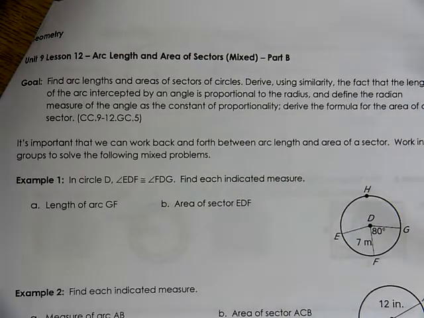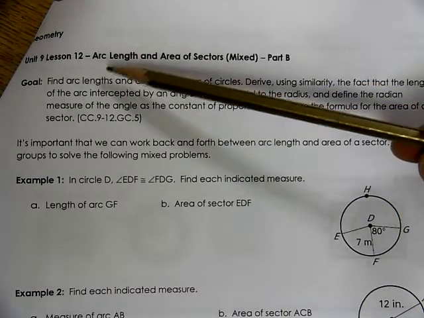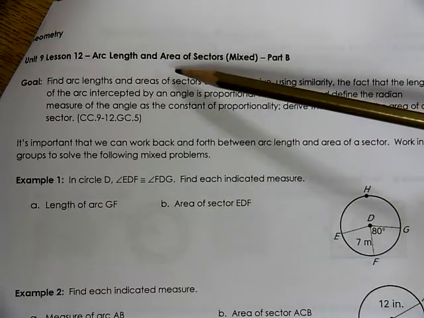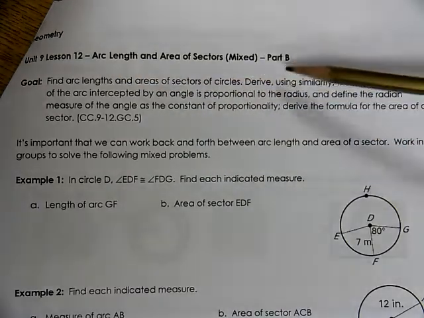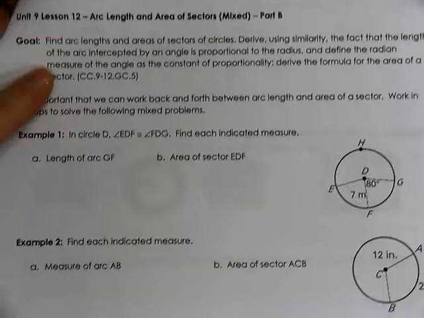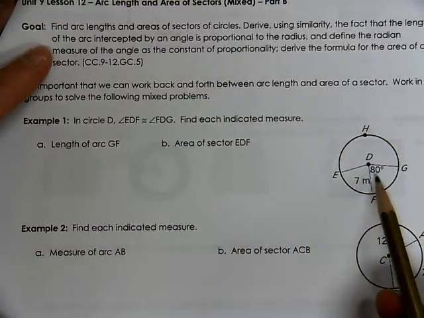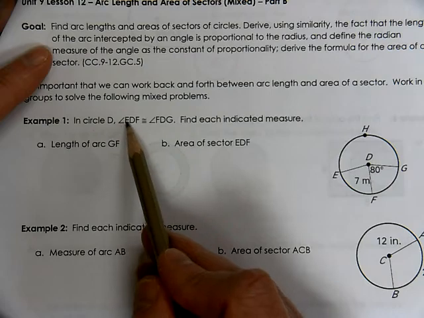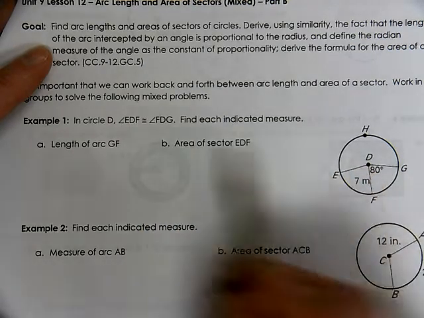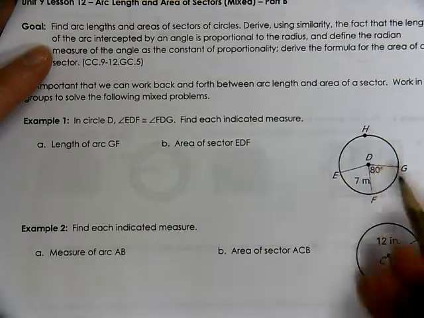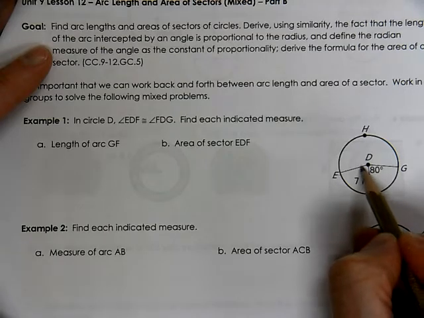This is Geometry, Lesson 12. This is our second day talking about arc length and area of sectors. So what we're going to talk about is circle D. We know that angle EDF is congruent to angle FDG, so these are both 80 degrees.